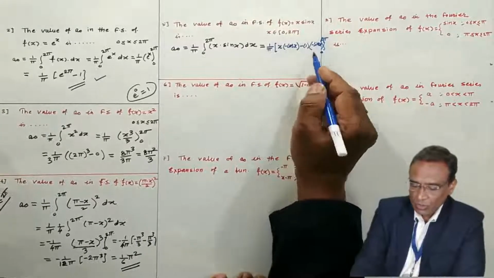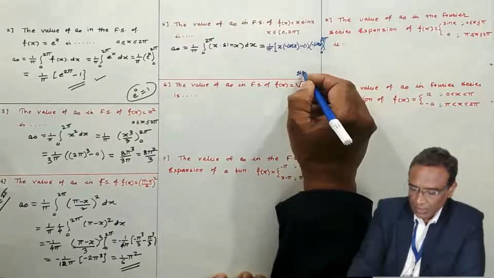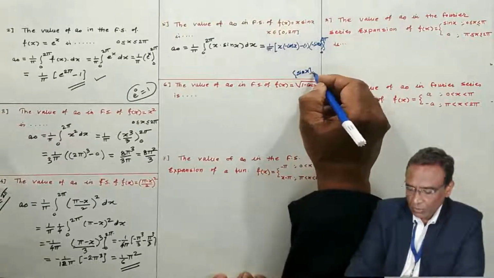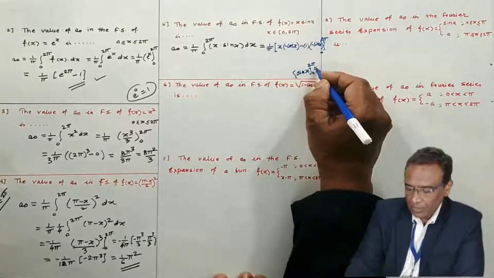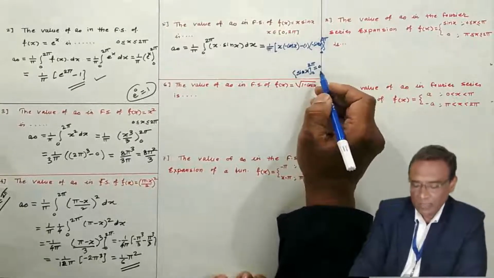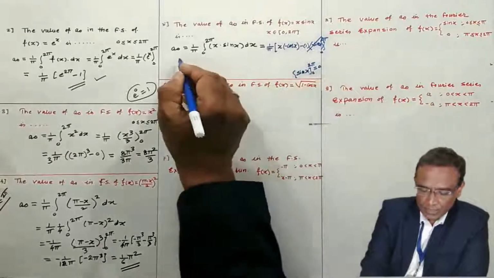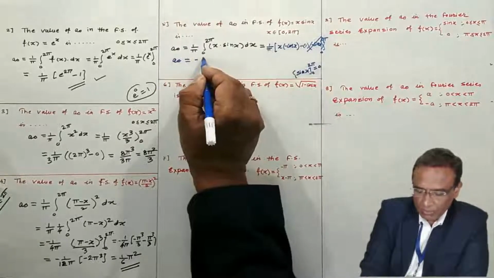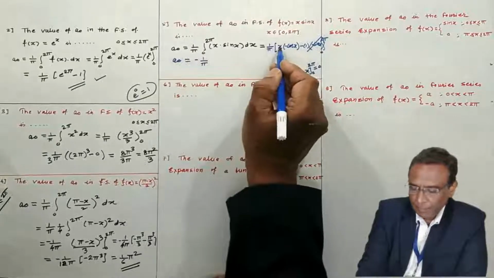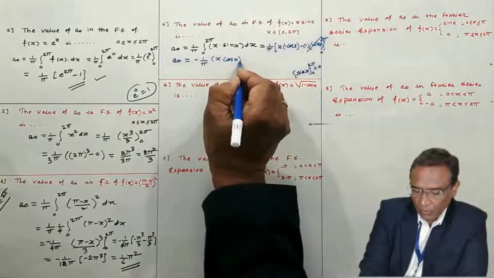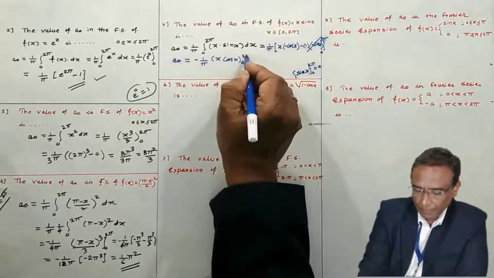But sin x for 0 to 2 pi is 0. See, sin x or sin nx, whatever. Sin x for 0 to 2 pi is 0. If you put x equal to 2 pi, sin 2 pi is 0. If you put x equal to 0, sin 0 is 0. So this has gone. A0 is equal to minus, I am taking outside, pi is there, x cos x, and lower limit 0, upper limit 2 pi.